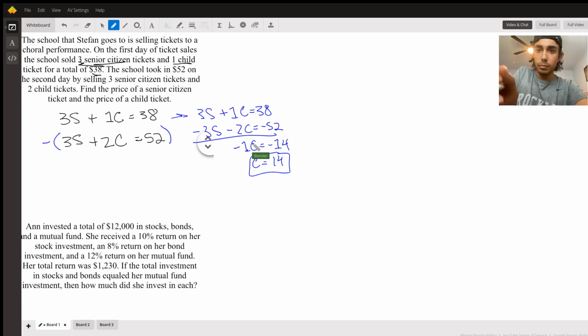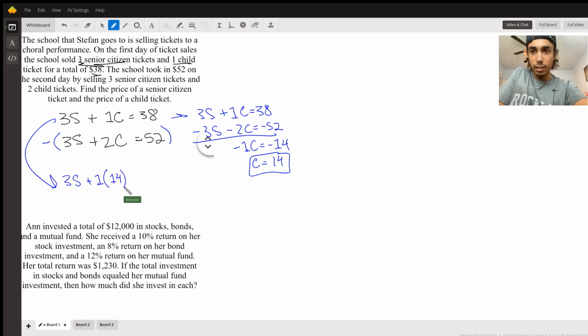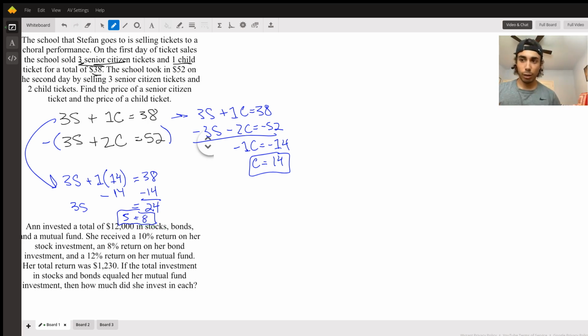Okay, so I can go plug that into one of my original equations. So I've got 3s plus 1c, and I'm going to plug in 14 for c, equals 38. All right, and then we can solve for s. 1 times 14 is 14, and we can subtract that on both sides. We've got 3s equals 24, and then we'll divide both sides by 3, and we will get s equals 8. All right, so those are our prices. The child tickets are $14, senior tickets are $8.